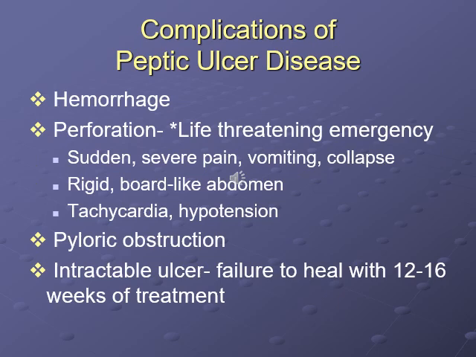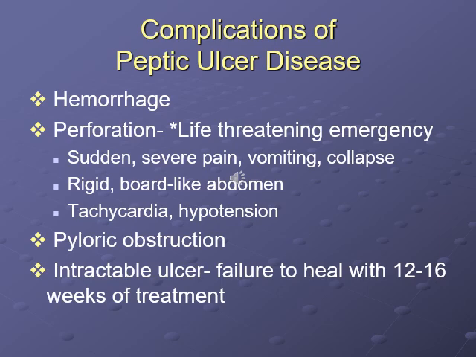Complications of peptic ulcer disease include bleeding, actually having a hemorrhage or a GI bleed from that ulcer area. Those can be very serious, and patients can be very hypovolemic and in hypovolemic shock because of that hemorrhage and blood loss.